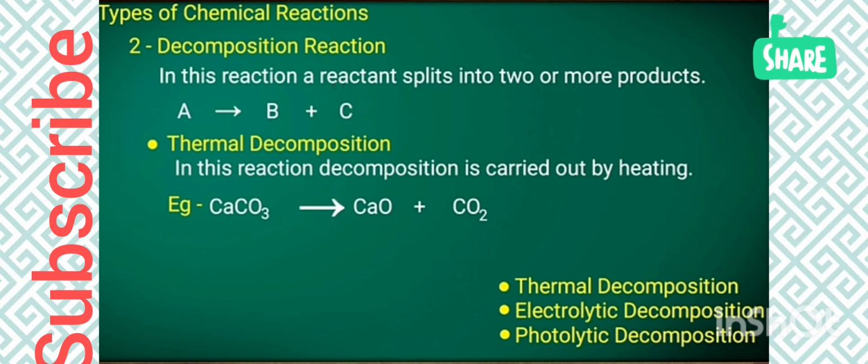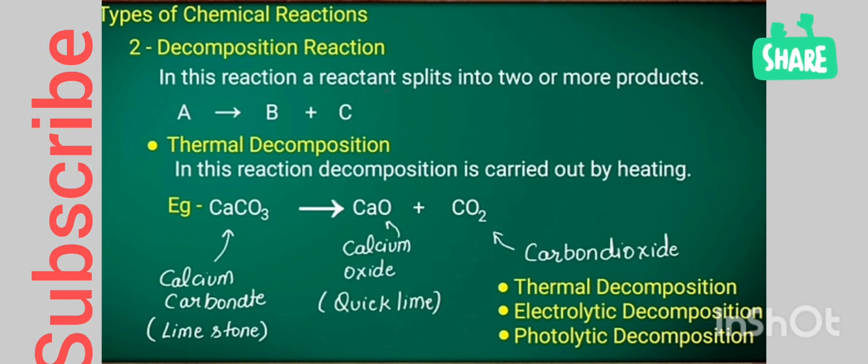In thermal decomposition, the decomposition is carried out by heating. We can learn through an example. When calcium carbonate is heated, it changes into calcium oxide and carbon dioxide. Calcium carbonate decomposes to form calcium oxide with the liberation of carbon dioxide. Calcium carbonate is also called limestone, and calcium oxide is also called quicklime. CO2, you already know, is carbon dioxide gas.